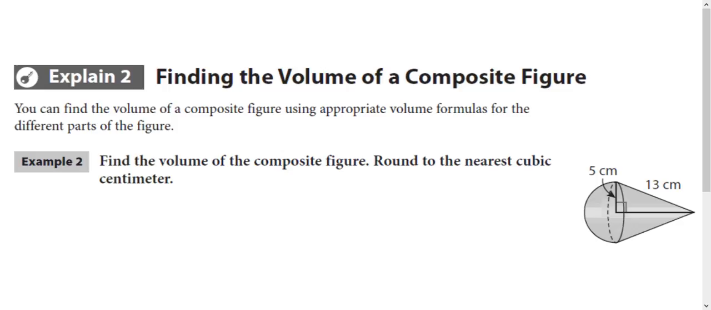So we're going to look at another composite figure. We have a cone with a half sphere on top of it. So we have the half sphere, and we have a cone. And together, to get the total volume, you have to add that together.